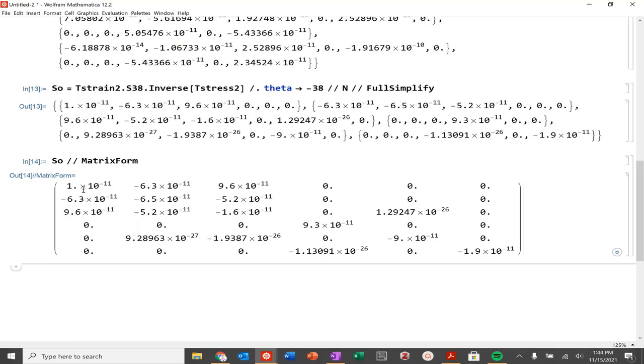I see I've got a unique S11, a unique S22, a unique S33, a unique S44, a unique S55, and a unique S66. The other entries are on the order of 10 to the minus 26, which is basically zero. These are pretty much as close to zero as you can possibly get. I also have a unique S12, a unique S13, and a unique S23. So I have basically an orthotropic material.